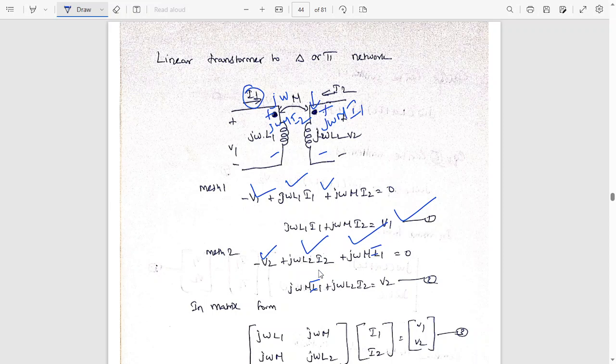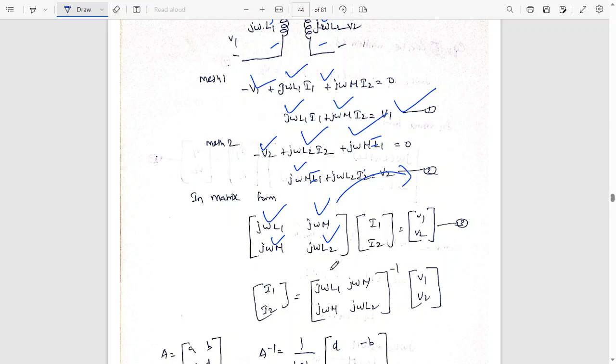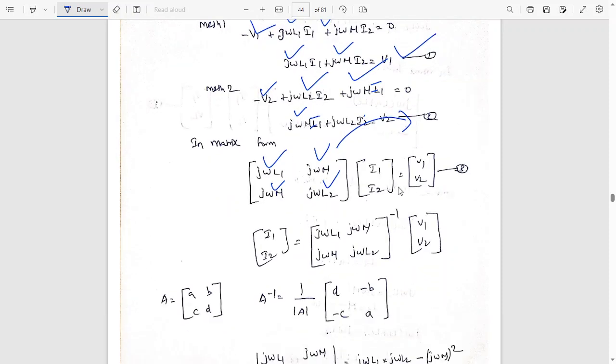Now I can represent this in matrix form. I get j omega L1, j omega M, j omega M, and j omega L2, multiplied by I1 and I2, equal to V1 and V2. Actually, I need the matrix form for I1 and I2, so this matrix needs to be transferred to the right hand side, where it will become the inverse of the matrix.